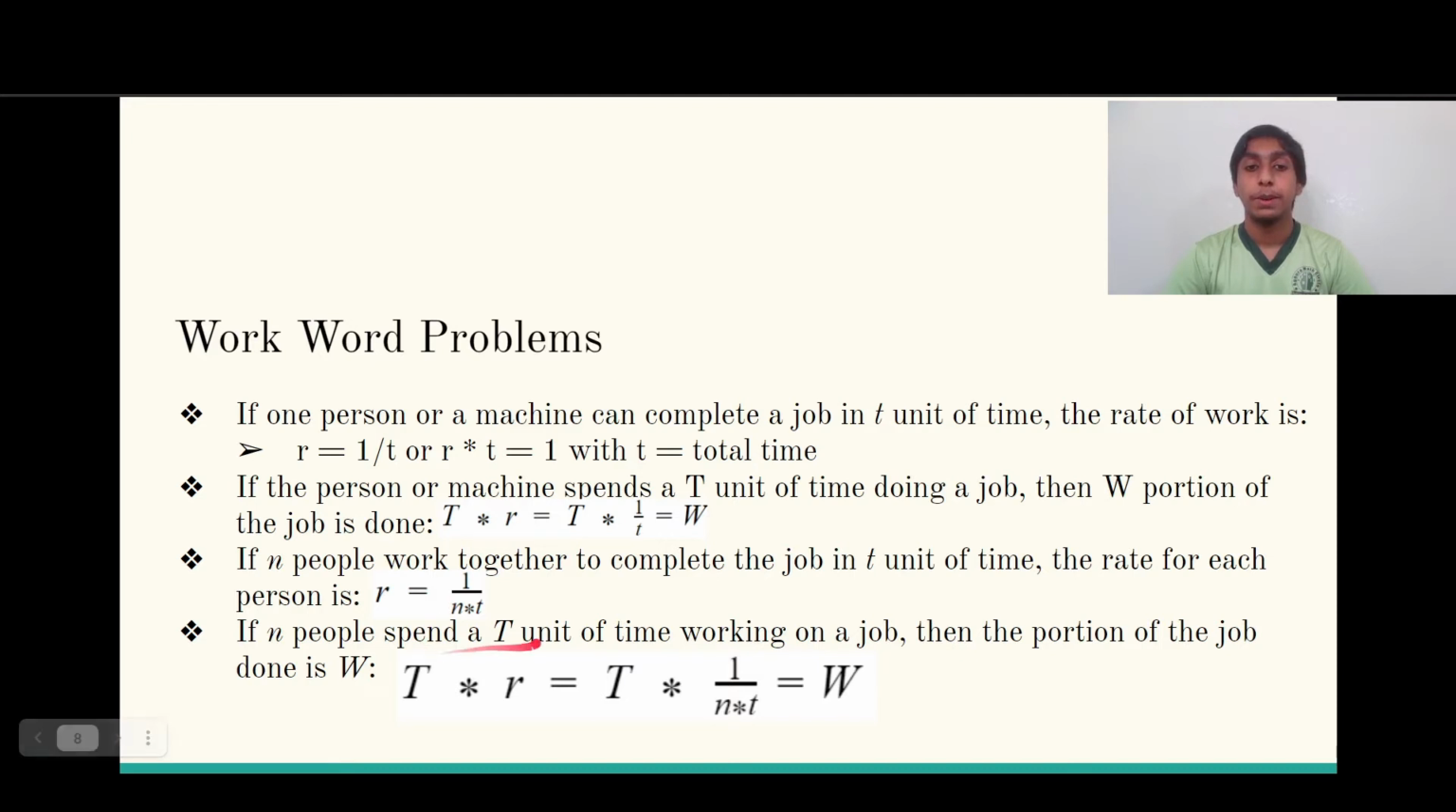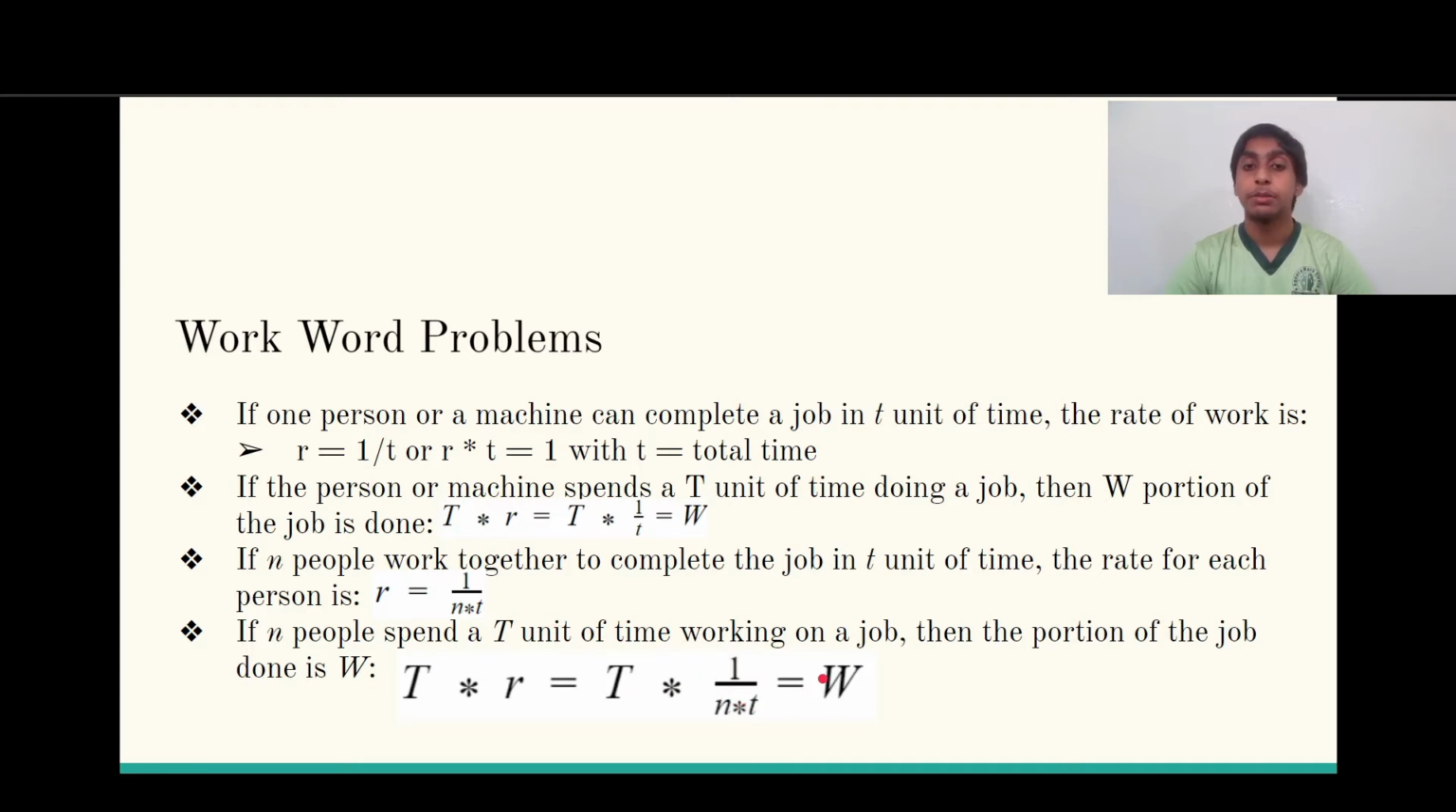Now, this is going to be expanding on this one. So if n people spend t units of time working on a job, and the portion of the job done is w, then w equals t times r. So this is what we saw here too, but this was for 1 person. Now we have multiple people. So it's going to be t times 1 over n times t. Why? Because our rate is now equal to 1 over nt. So that's how we got t times 1 over nt.